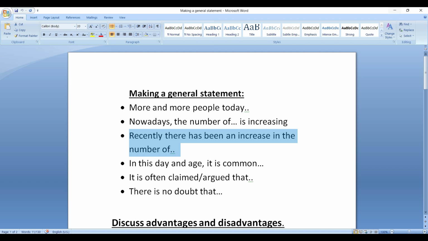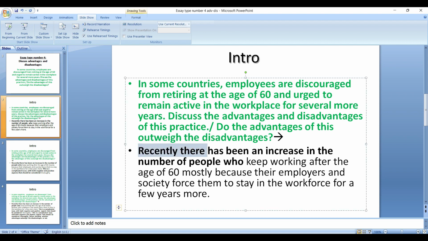Let's go and see the way we can do that. So recently, there has been an increase in the number of people who... Let's start paraphrasing. Who keep working. Again, I changed discouraged from retiring at the age of 60. I chose to paraphrase it by giving the opposite meaning. There has been an increase in the number of people who keep working after the age of 60. I didn't paraphrase the age of 60 at all. You don't have to paraphrase each and every thing, of course.